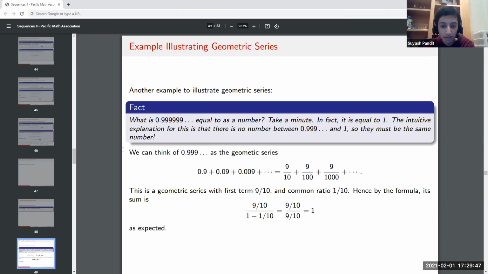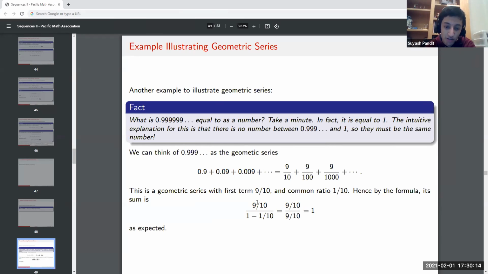You can think of it as 0.9 plus 0.09 plus 0.009 plus 0.0009, and so on. That's equal to 9/10 plus 9/100 plus 9/1000 and so on. This is a geometric series. The first term is 9/10. The common ratio is 1/10. You see why? Because you're multiplying by 1/10 each time.